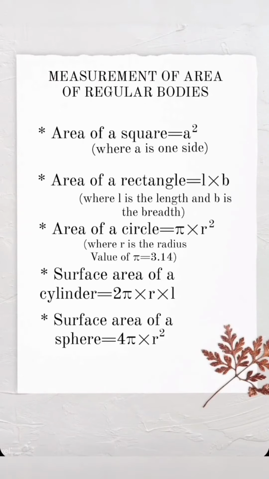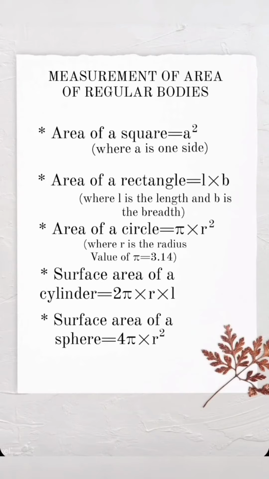Next, we can learn some formulas for measurement of area of regular objects. So this first one, area of a square is equal to A square, where A is one side of the object. Then we have area of a rectangle, that is L into B, where L is the length and B is the breadth. Then area of a circle, that is pi into R square. R is the radius of the circle. The value of pi is 3.14.